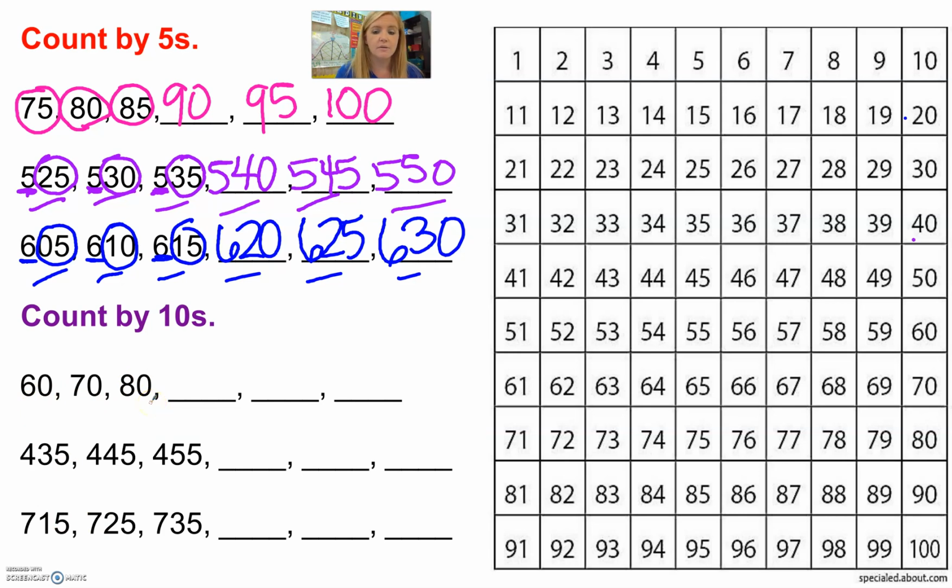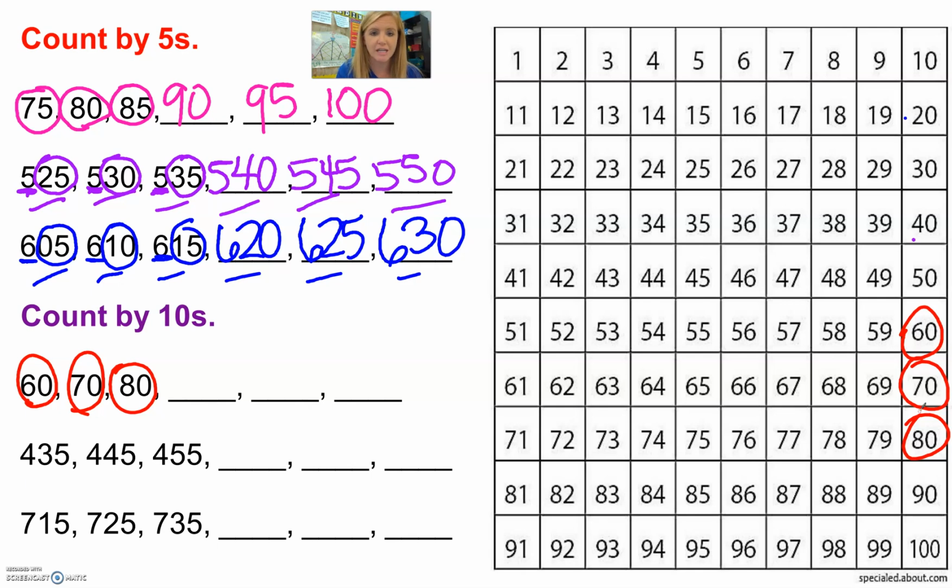Now, I'm going to hunk and chunk it because there are no hundreds. I'm going to find it on my chart. There's 70, find it on my chart. There's 80, find it on my chart. Now, do you notice the pattern?